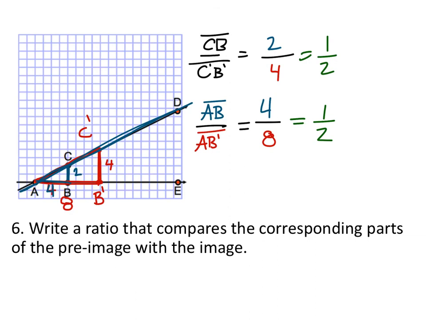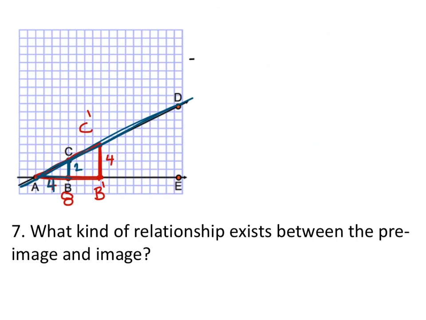What this also means is that we can find slope no matter how big a triangle, right triangle, that we draw from a line segment like AD. This will be crucial as we move forward in this unit. Alright, number 7, what kind of relationship exists between the preimage and the image? Take 1 minute and write a sentence for that one with your neighbor.